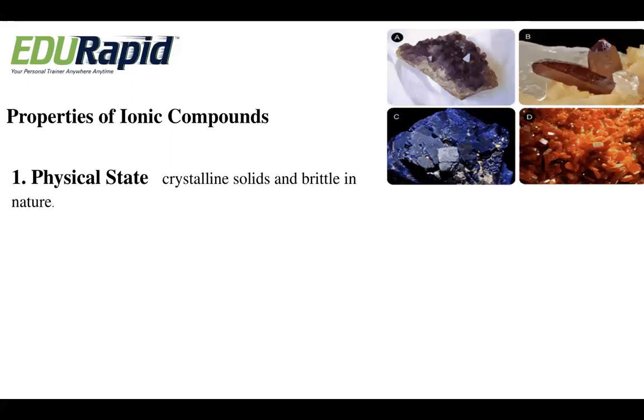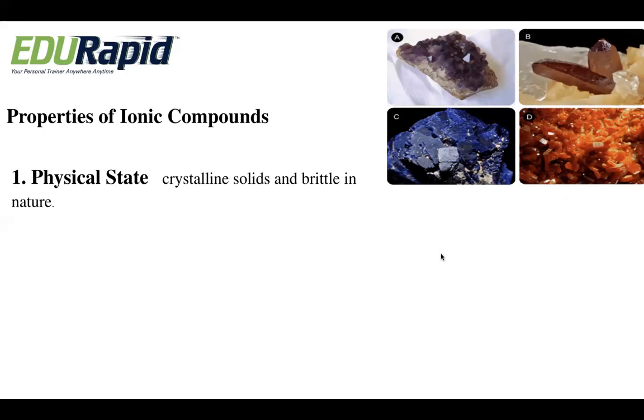So what do we mean by crystalline solids? They are highly solid in nature. They are neither liquids nor gases. They are solid in nature and they are highly crystalline. You can see the picture. The best example I can give you for crystalline is rock salt. They are highly crystalline in nature and they are brittle.